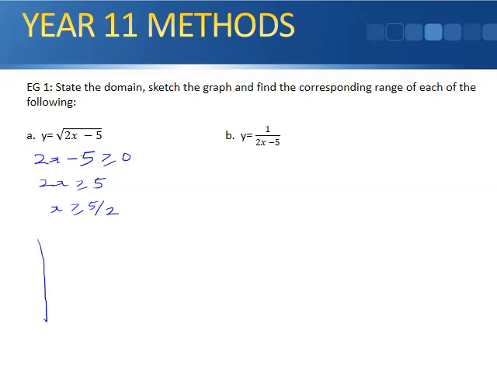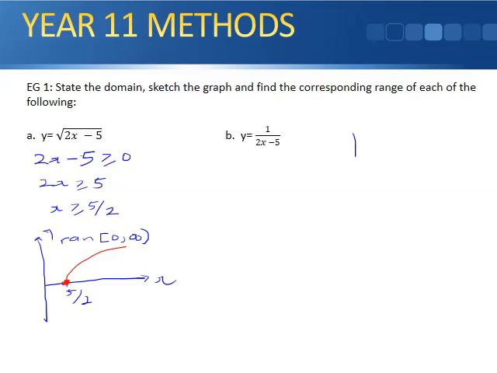So it's a square root sign, so I know that it will start at 5 on 2. There's my y, there's my x. It cannot be any less, it is going to start right there, and it will look something like that. And the range, I'll write the range here. The range of this graph here will be from 0 to infinity. So I'll write it as 0 to infinity like that.